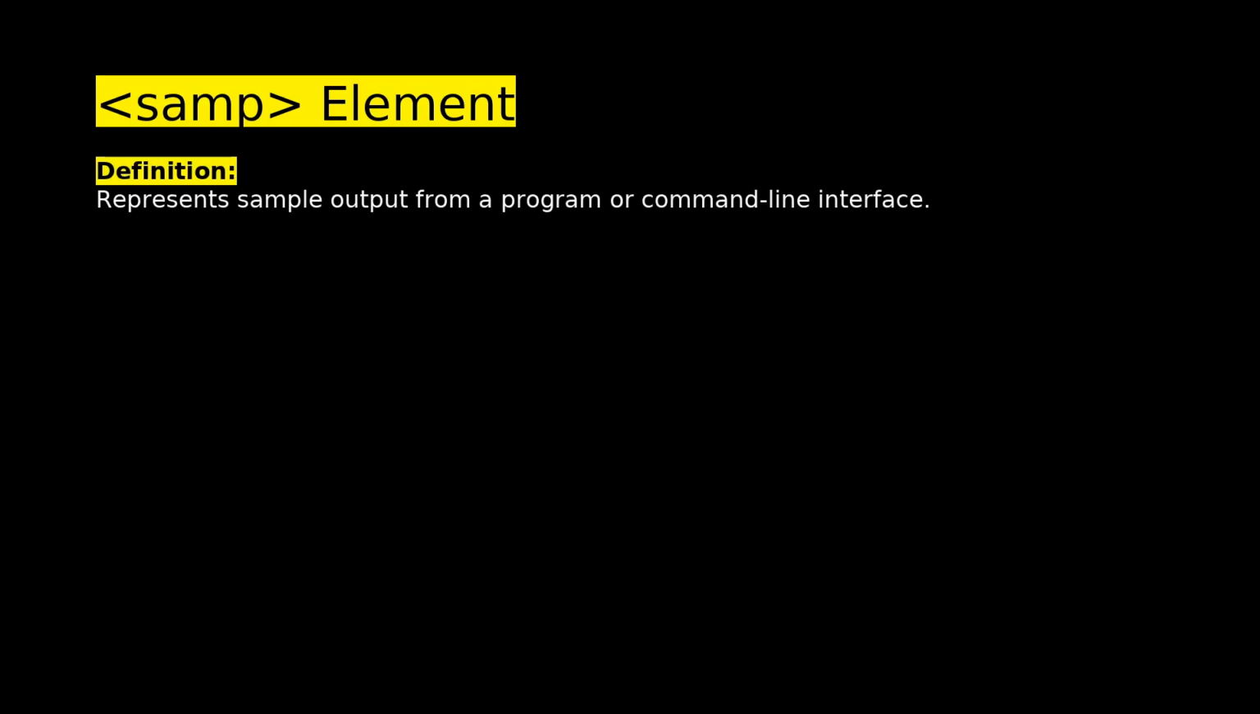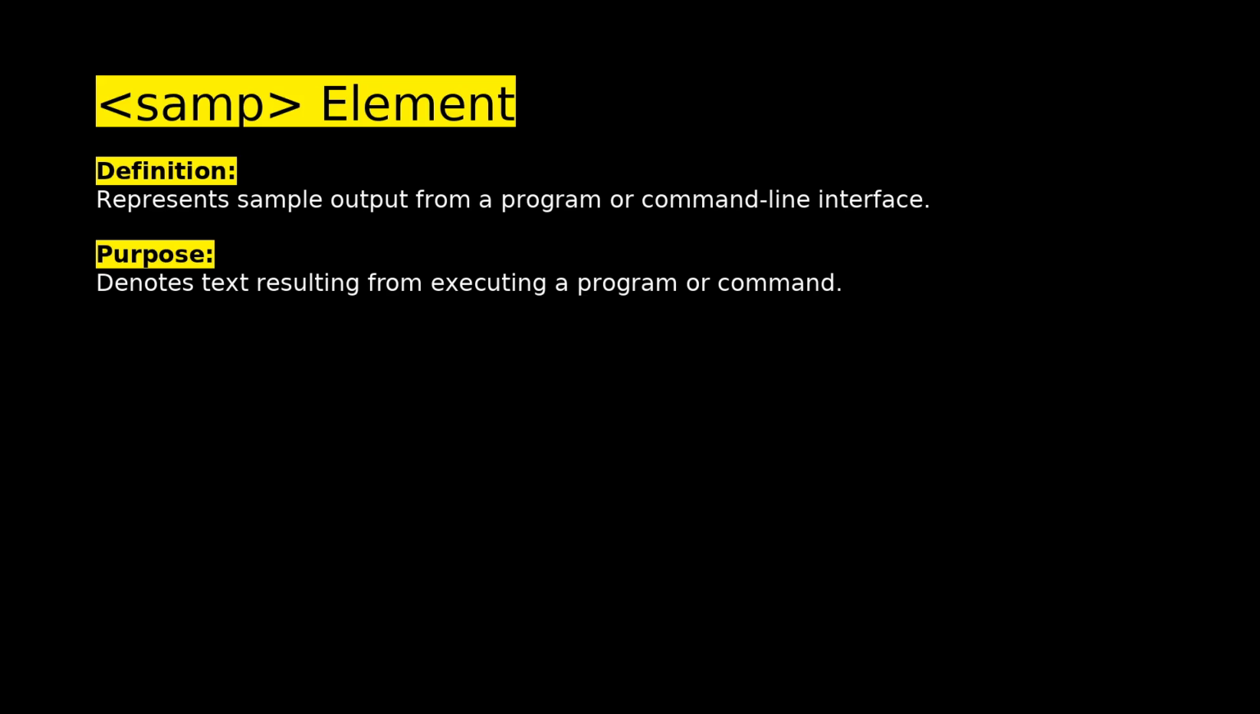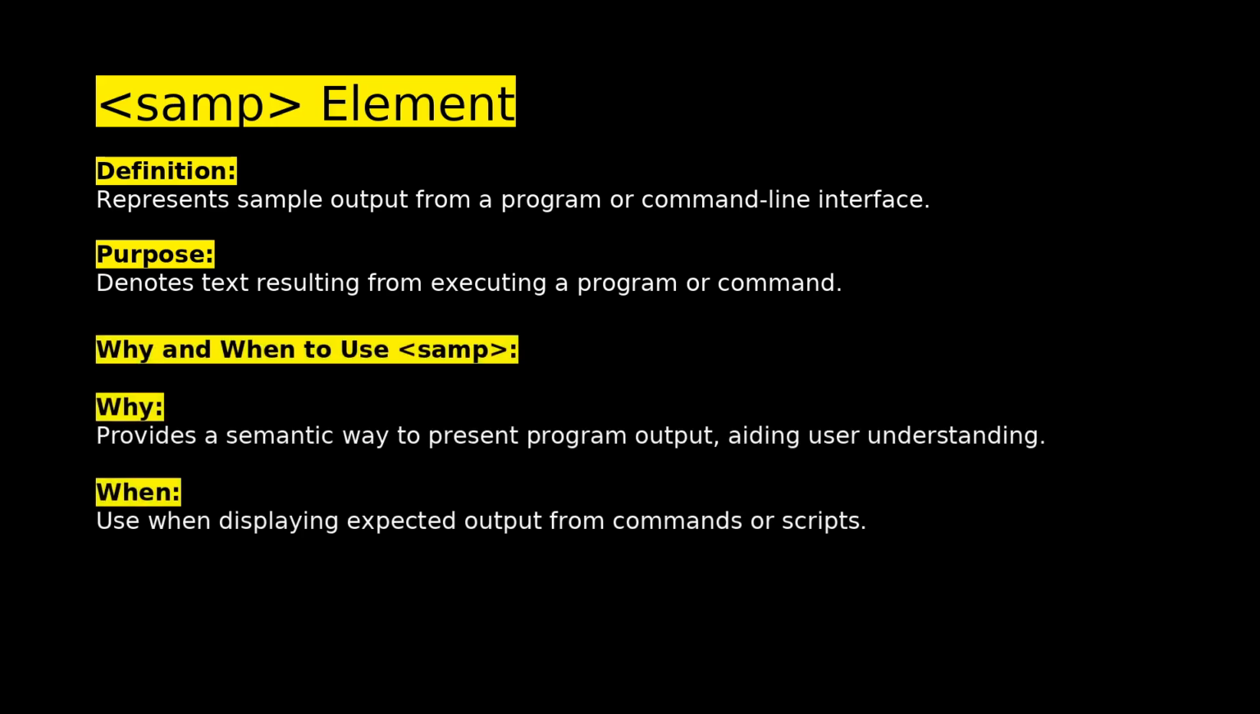Now we have over here the sample element. The sample element represents sample output from a program or command line interface. It denotes the text that is the result of executing a program or command. This provides a semantic way to present program output, aiding user understanding. Use it when displaying expected output from commands or scripts.